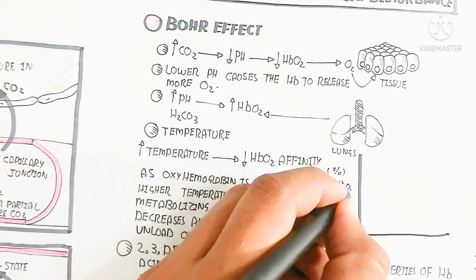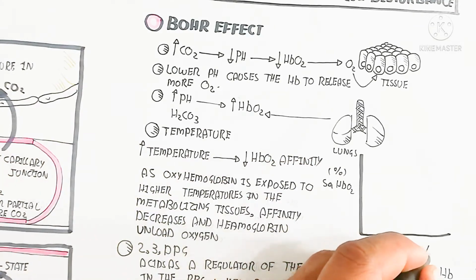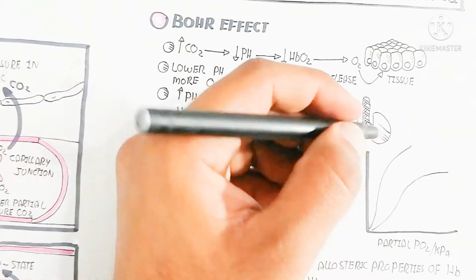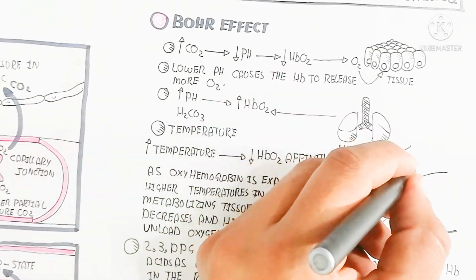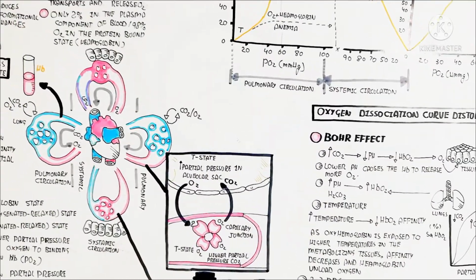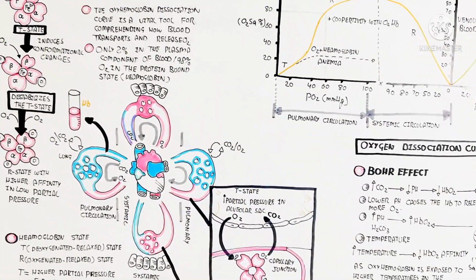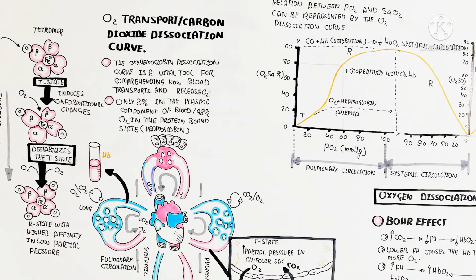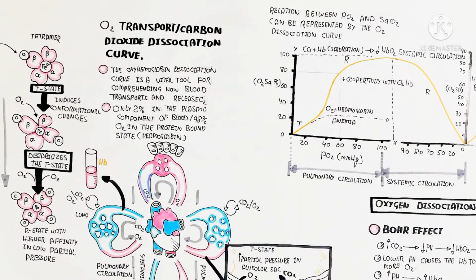So here the saturation of the hemoglobin with oxygen will be increased when the carbon dioxide decreases, while the increase of the carbon dioxide will lead to an increase in the partial pressure of the oxygen. So this is basically the transport of carbon dioxide and the dissociation curve, which is shown in the figure. I hope you are understanding and enjoy this video.